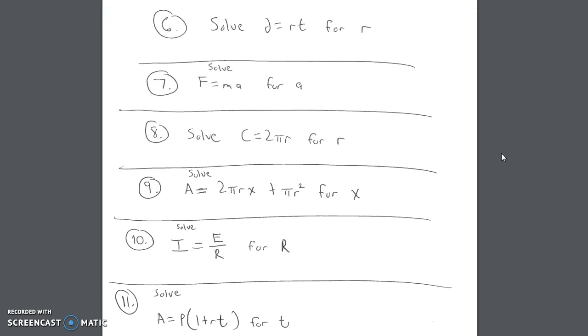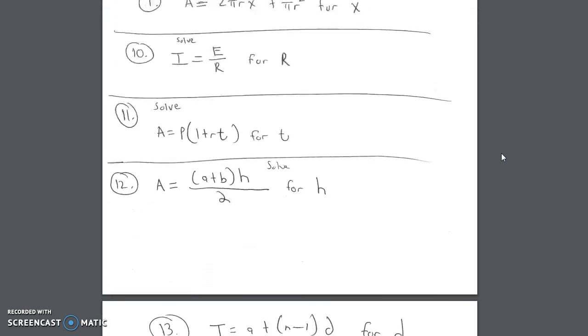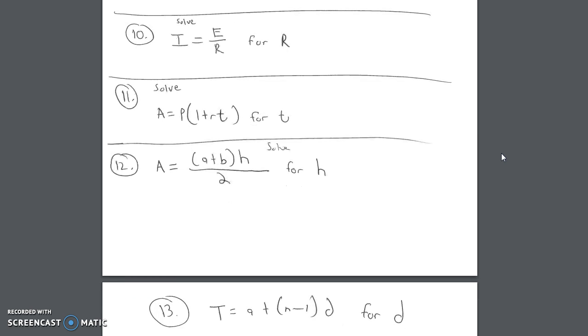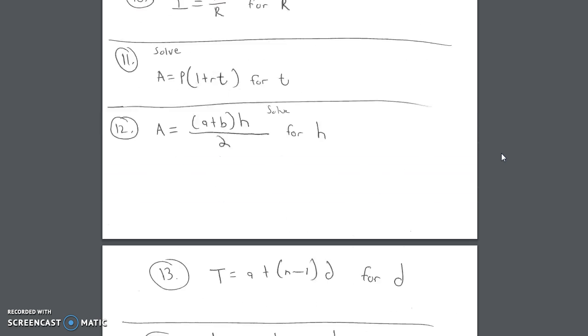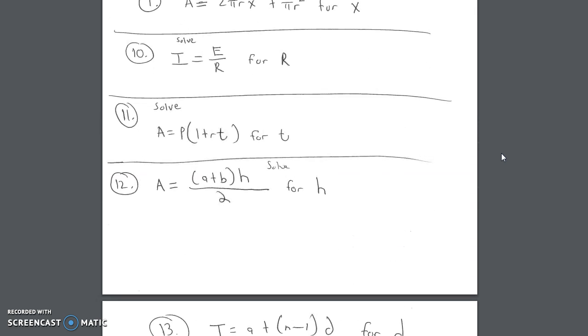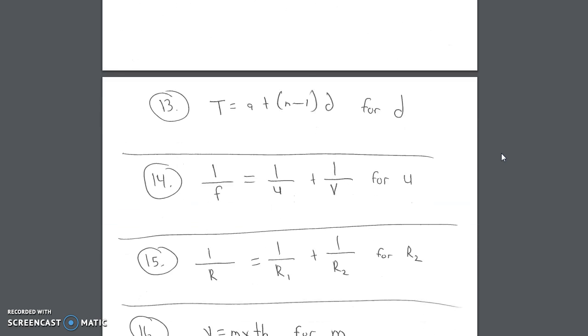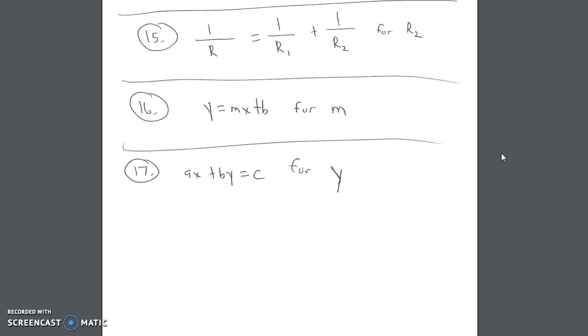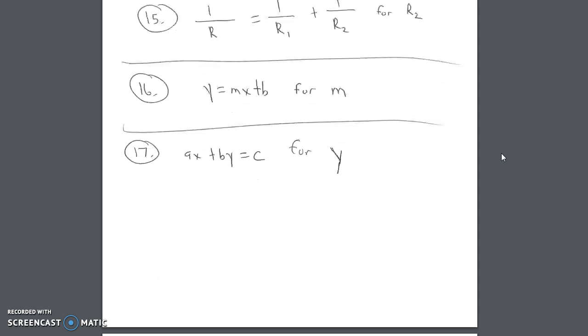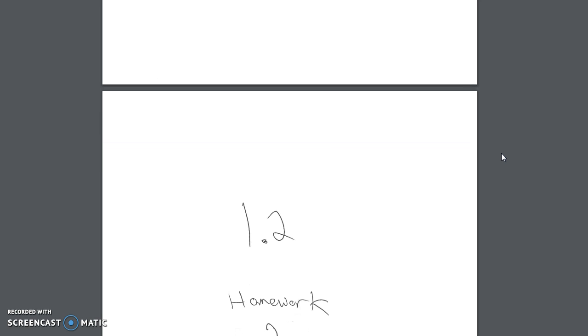Okay, let me go on down. Here's 11 and 12. Hit pause if you need to. Here's 13. Again, there's 11 and 12. Hit pause. Here's 13, 14, and 15, along with 16. Hit pause if you need to. Okay. There's 17. And, well, that's the end of that one. Okay, that's the end of homework 1.